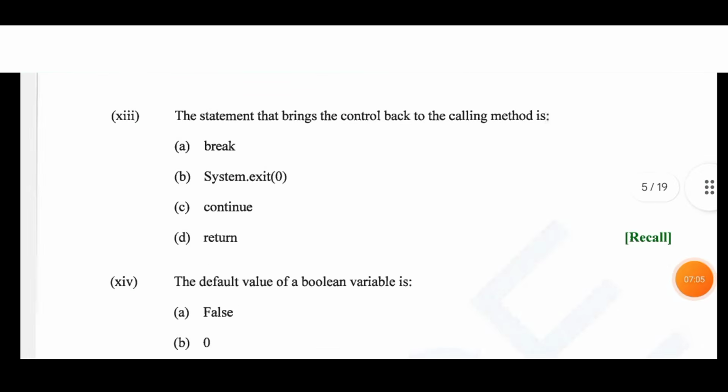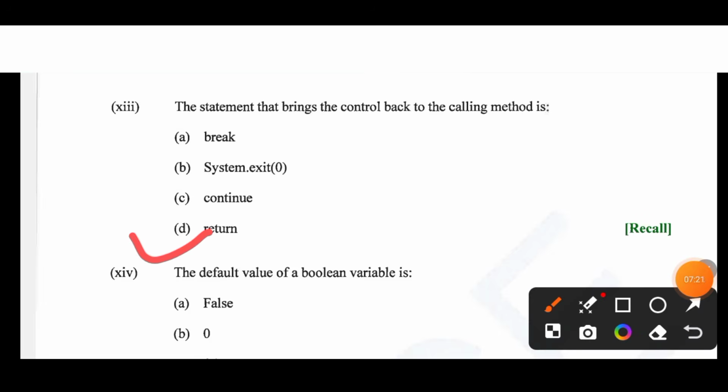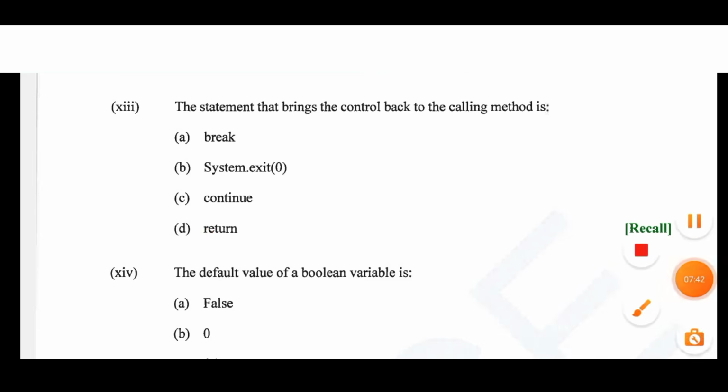Then let's go to question number 13. The statement that brings the control back to the calling method: break, System.exit(0), continue, and return. It's quite clear that option D is going to be correct, because the return statement is what brings the control back to the calling method. When we call a particular method, that method will do the work, and if we have a return statement, it will bring the control back wherever the calling statement is mentioned. So here option D is correct.